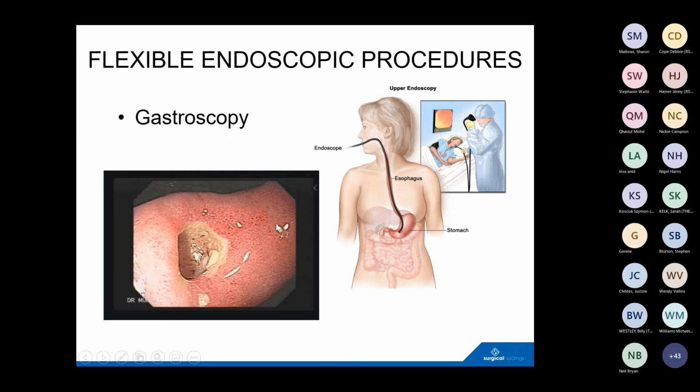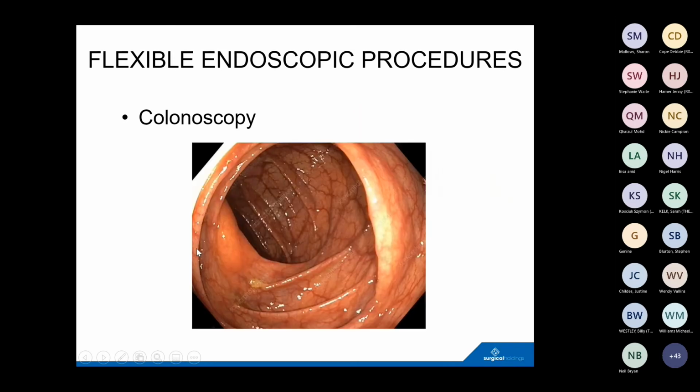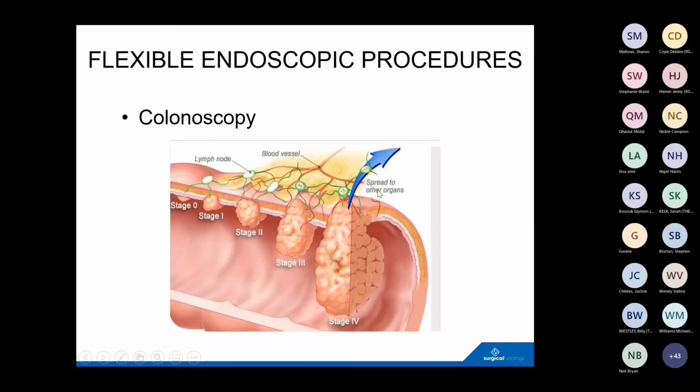This is an example of an endoscopic image in the stomach. This is an ulcer. That's an example of an endoscopic image in the colon, and colonoscopy has developed quite interestingly from a diagnostic procedure to a more therapeutic one, particularly from a cancer perspective. The problem with colorectal cancer is it often presents late.